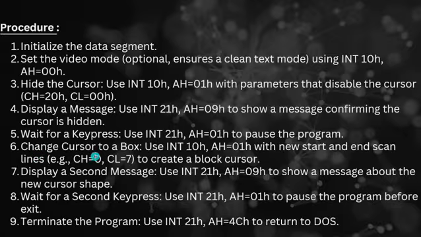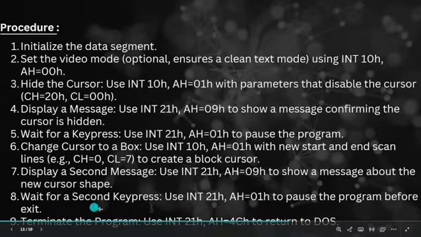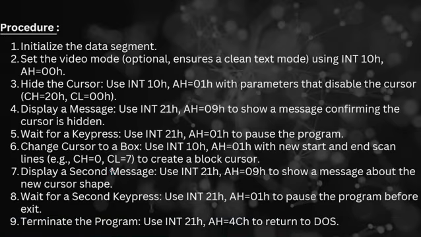Then change the cursor to a box. We will again use AH is equal to 01h, with CH is equal to 0 and CL is equal to 7. That means we are setting the range from 0 to 7. Display a second message. Again we will use the 09h function to display a message. Then wait for a second key press using the 01h function. And then finally we will terminate the program by using the 4Ch function and return to DOS.